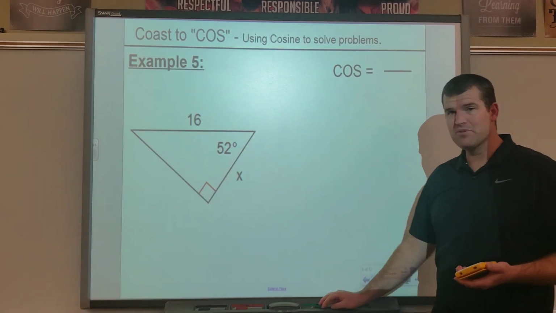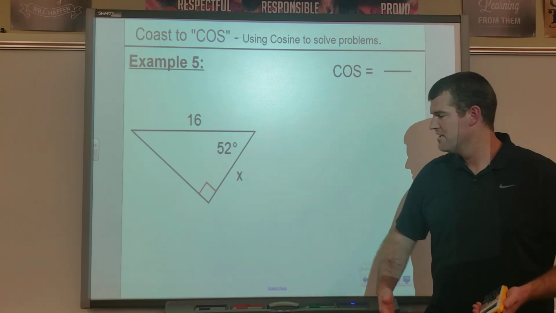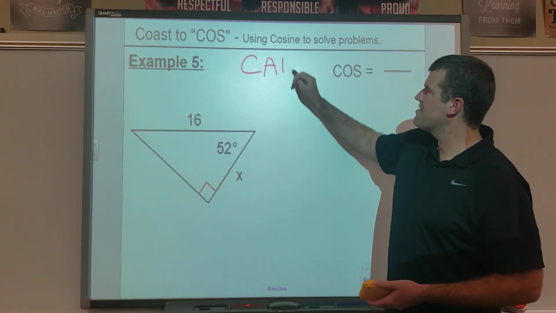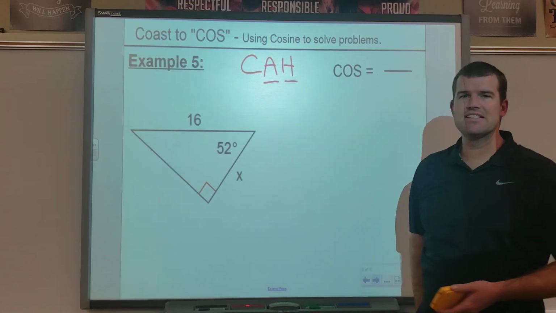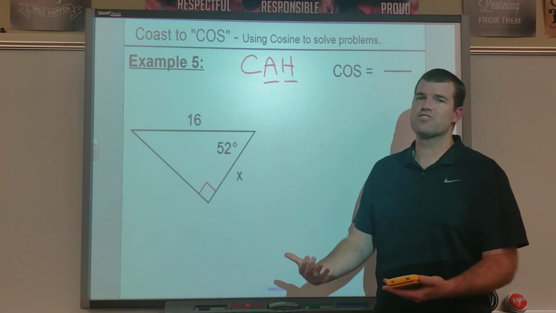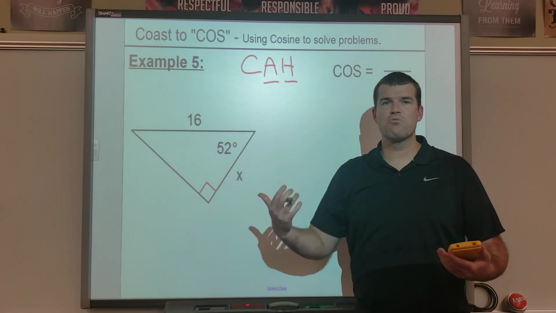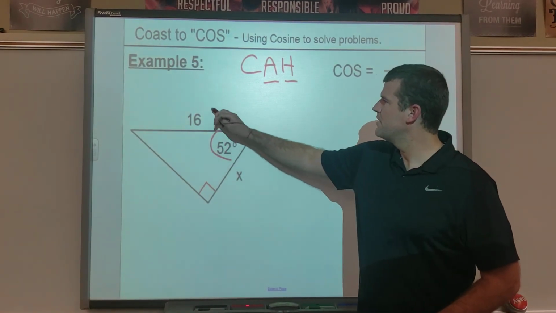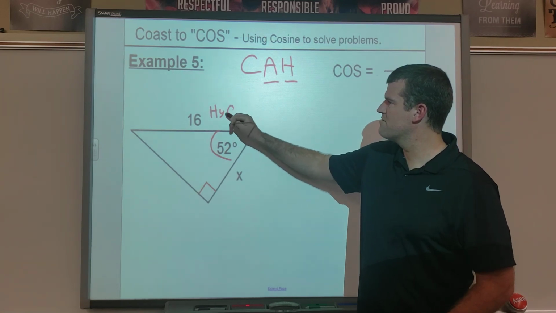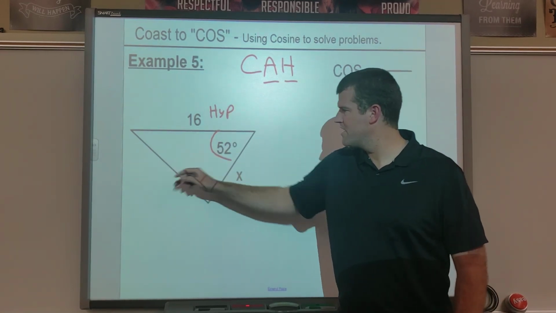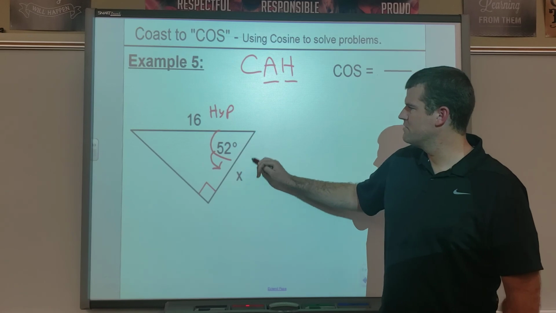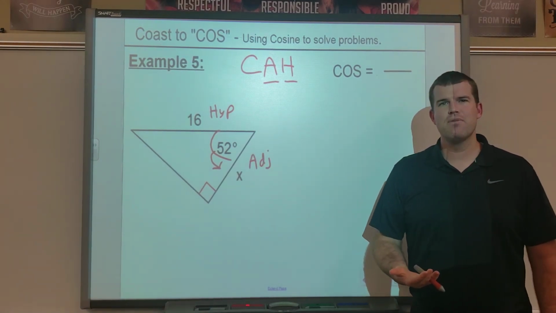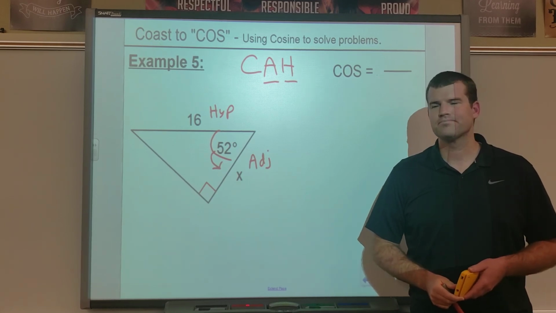And it's the same thing we did with tangent, it's the same thing we did with sine. The only difference is because it's cosine, it means that the two sides we're using are going to be the adjacent and the hypotenuse. So if those are our two sides, that means cosine is what we're going to use. So if I go to this angle, I know that 16 is the hypotenuse. The opposite would be over here, which means x is going to be the adjacent. So how would we set this problem up? What would our equation be?